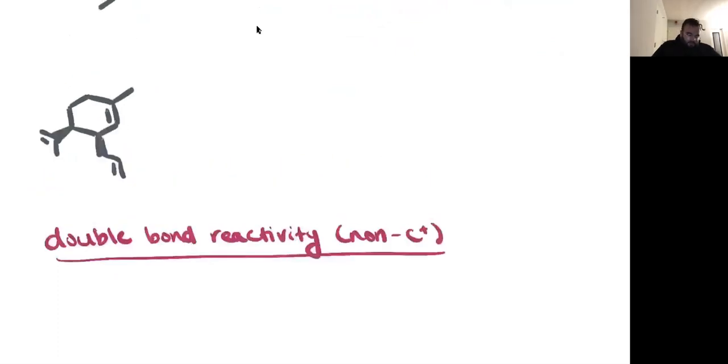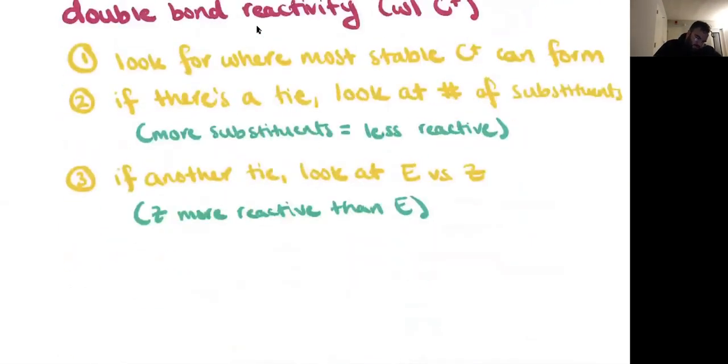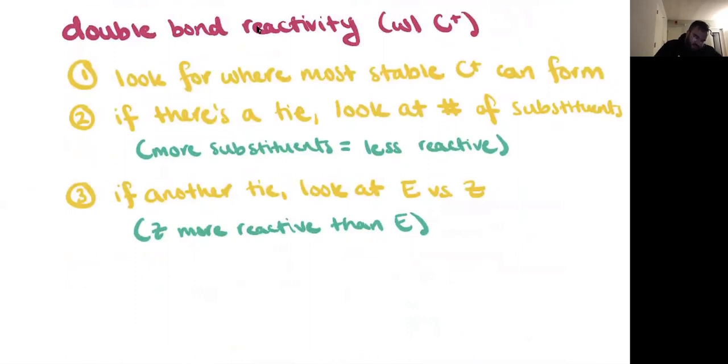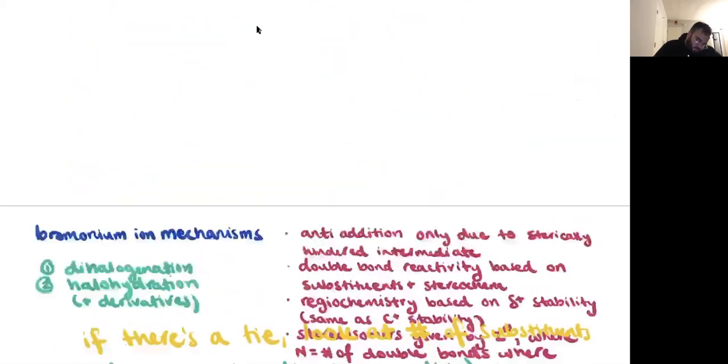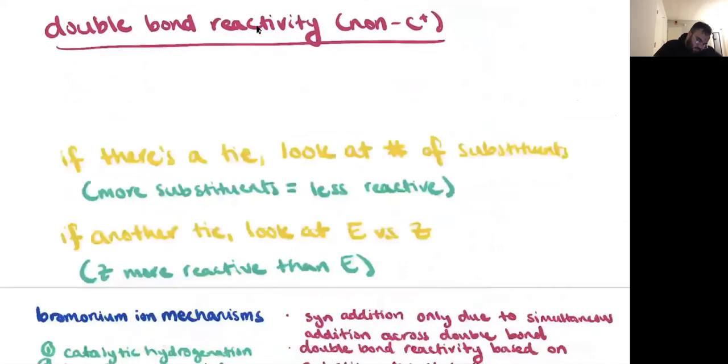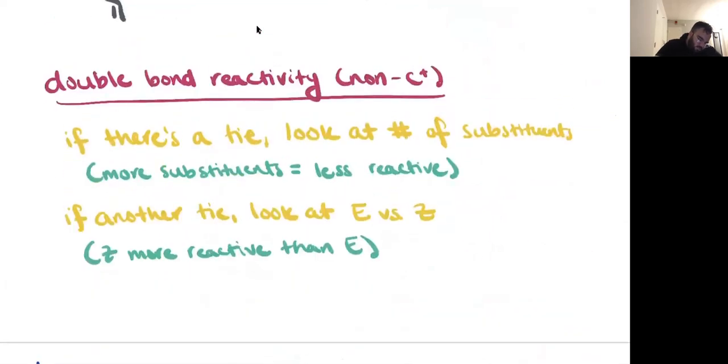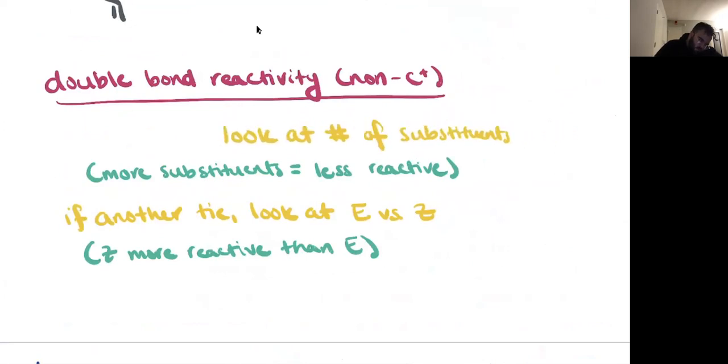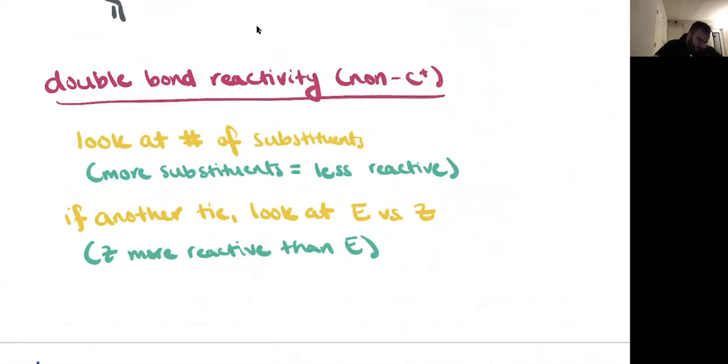All you have to do is take these last two steps over here. So just ignore this little part if there's a tie. So your main thing is to look at the number of substituents, right? And then if there is a tie, then look at E versus Z.